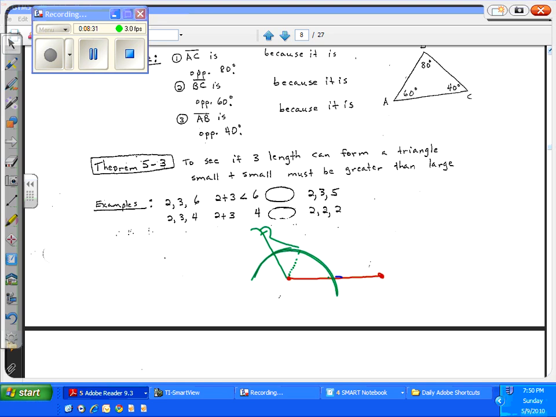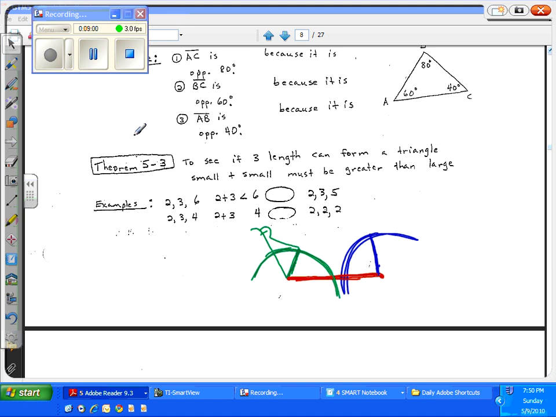And then if I opened up my compass to here, it would make an arc. If this length plus this length added together is not more than that, they're never going to hit at a point above the red so that it can make a triangle.